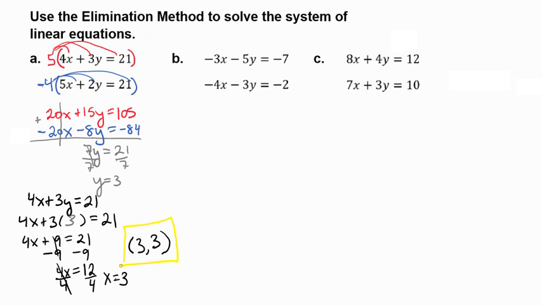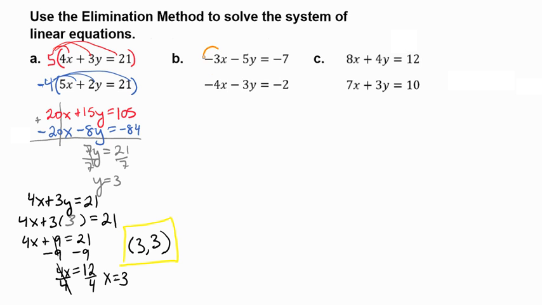Let's take a look at our next example. Here we have negative 3x minus 5y equals negative 7 and negative 4x minus 3y equals negative 2. Notice again that our x's don't match and our y's don't match. So the question becomes, what are we going to make cancel out? What are we going to have eliminate? So you get to choose either your x's or your y's. I'm going to go ahead and choose the x's again this time because it's the numbers 3 and 4, and I find that pretty easy.